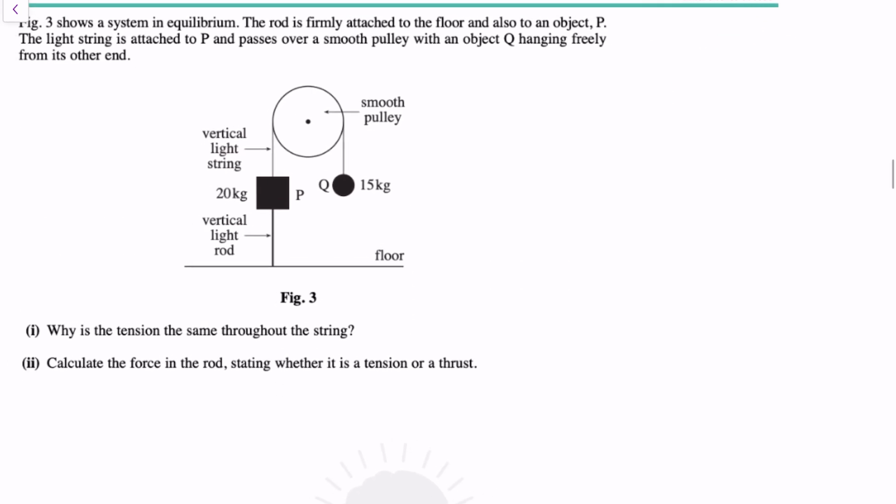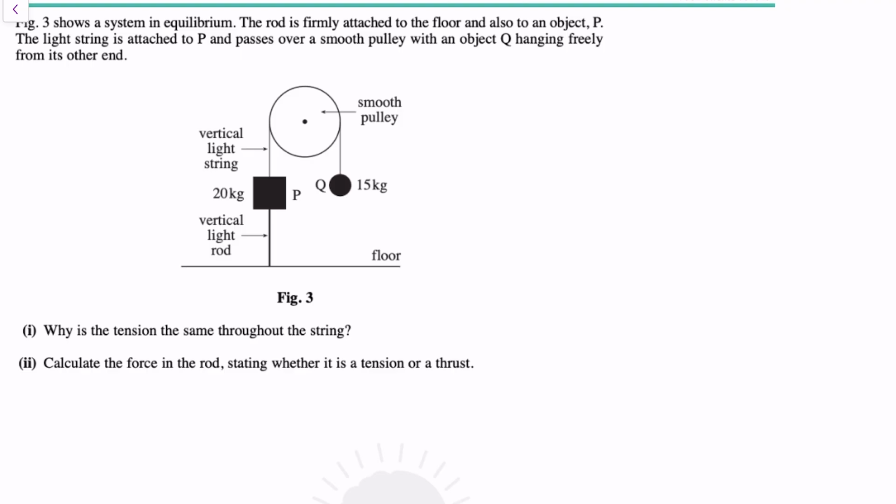Figure 3 shows a system in equilibrium. The rod is firmly attached to the floor and also to an object P. The light string is attached to P and passes over a smooth pulley with an object Q hanging freely from its other end. Question 1. Why is the tension the same throughout the string? The string is light, therefore tension is the same throughout the string.